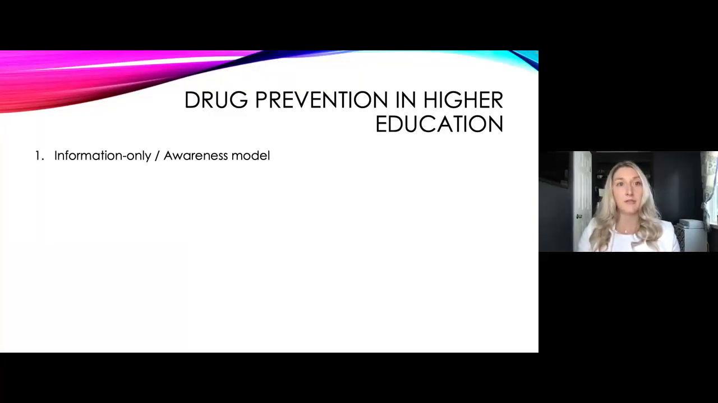So the first is the information only or awareness model. So this is based solely on teaching about drug information, the effects of using different types of drugs.